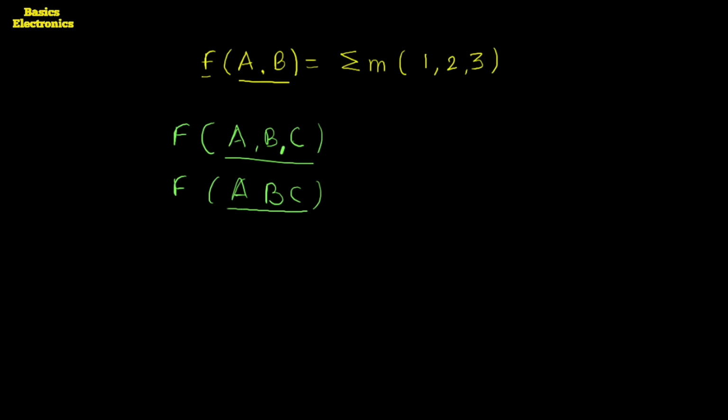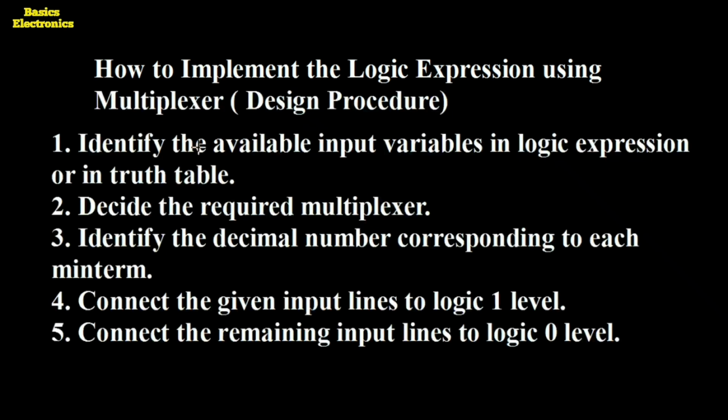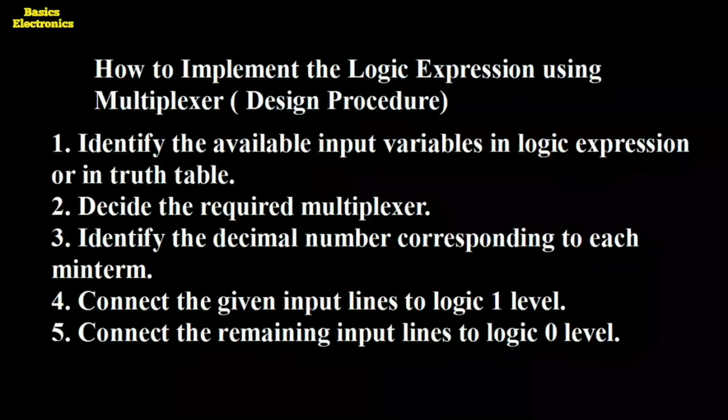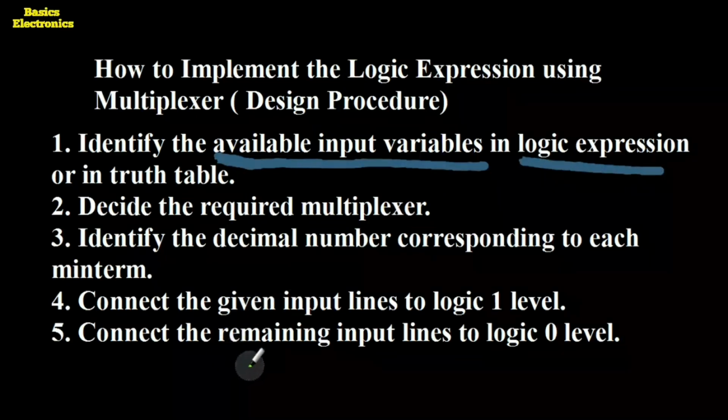Then the function of a comma b, that is, function of AB, equals summation of minterms, where this sign is for summation and m stands for minterm, in brackets 1, 2, 3. Here we have to identify the input variables. In the procedure, the first step is that we need to identify the available input variables in the logic expression. They can be identified from the equation.